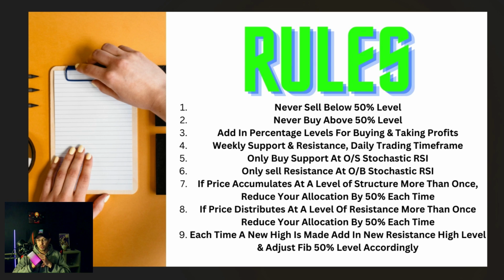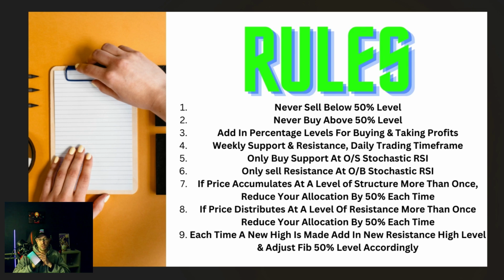And remember, it's the weekly support and resistance levels that we've applied to the charts, and we're using the daily time frame for trading. So only buy support at oversold stochastic RSI. So we added our stochastic, remember, in the first video. So adding your stochastics, we amended ours to 70 and 30. So you're only buying support at oversold stochastic RSI. You're only selling resistance at an overbought stochastic RSI, and that's rule number 6.